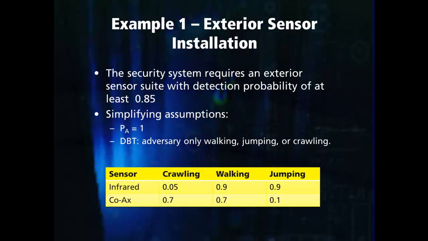Now let's look at an example. The security system design requires a detection probability of 85% against the design basis threat. To simplify the problem, we will assume that the probability of assessment is 100% and that our design basis threat says the adversary can only attempt to bypass the sensor by walking, jumping, or crawling. The measured sensing probabilities for the two sensors are listed in the table here.